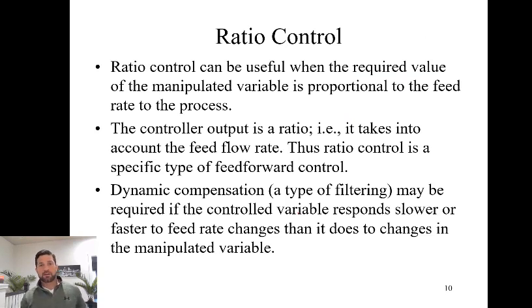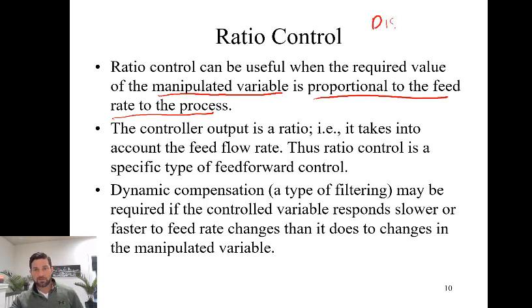So next thing we want to talk about is ratio control. Ratio control is a specific type of control that's useful when the required value of the manipulated variable is proportional to a feed rate to the process. The important thing for ratio control is it's only used when the disturbance, this is important, is a feed flow.